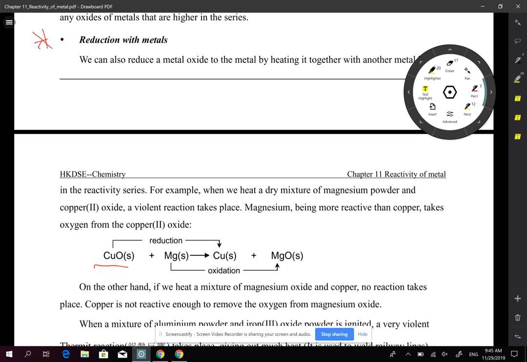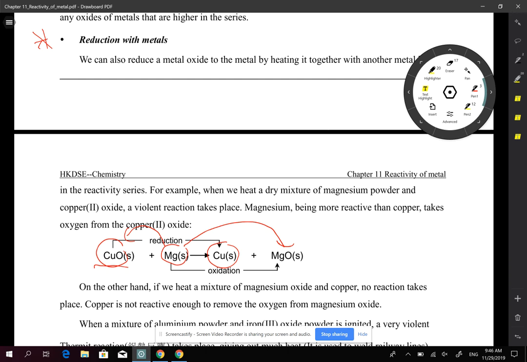Then, if you put a reactive metal beside a metal oxide, especially if the metal has a higher reactivity than the metal in the oxide, because it has a high reactivity, it loves oxygen much more compared with copper. Then the magnesium will remove the oxygen. So you can see that finally the oxygen goes into the more reactive metal. And because the oxygen is removed, the original metal oxide will form back to metal.